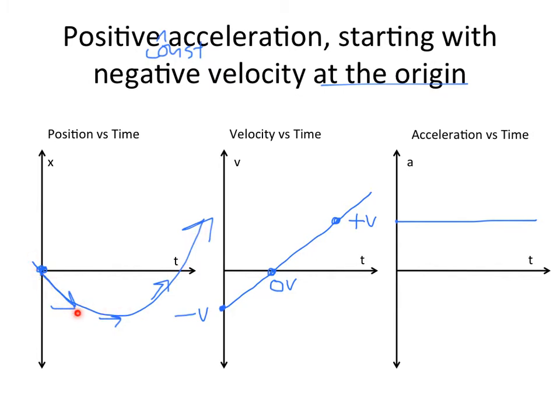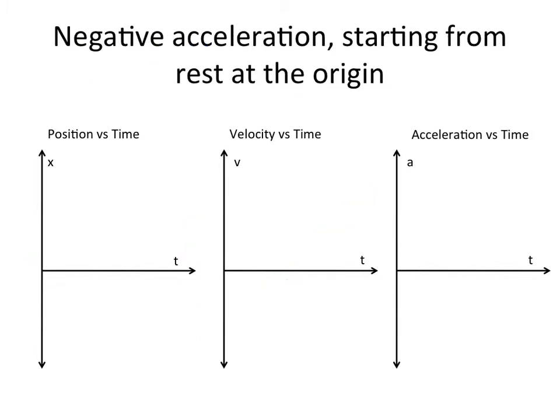It starts out negative and goes to 0, and then it starts going positive. That's what this graph tells us right here. Negative velocity, no velocity, positive velocity. You're going backwards, you're stopping, and then you're going forwards. That's what that means. Next one.